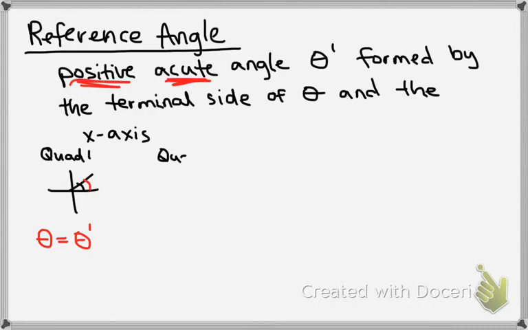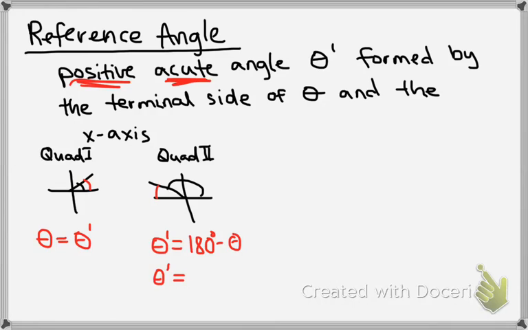If we look at quadrant 2, so we put our angle over in quadrant 2, this is our angle, but our reference angle, remember, has to be an acute angle, and it's from the terminal side of our angle to the x-axis. So this angle here is going to be our reference angle. So our reference angle is going to equal 180 degrees minus that angle. Or if we're working in radians, the reference angle is going to equal pi minus our original angle, since 180 is the same thing as pi. So that's the second quadrant.